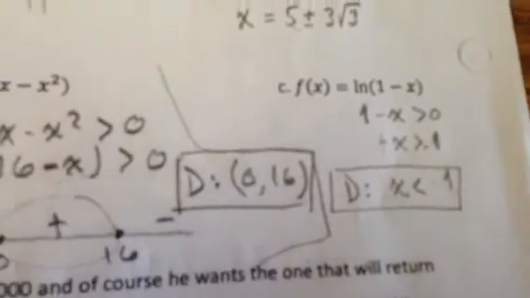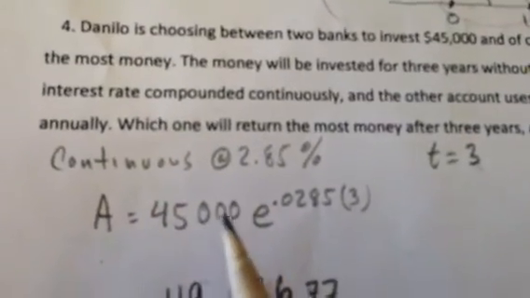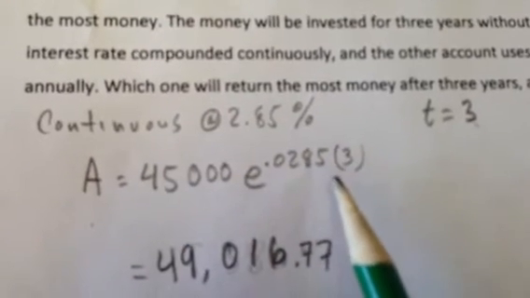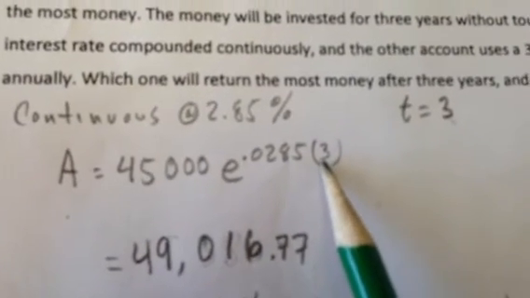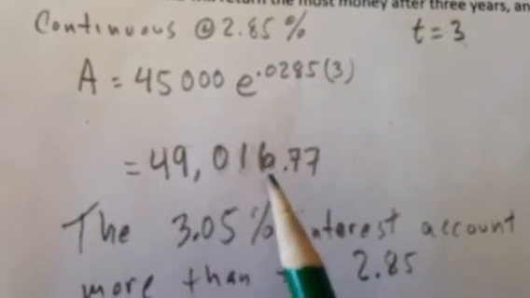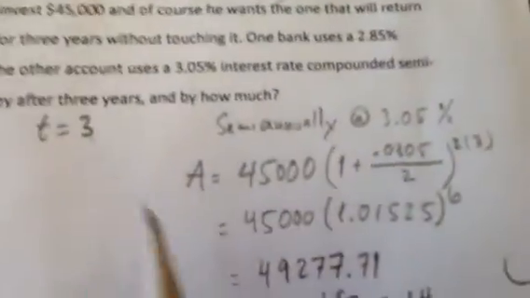That's my domain. Okay, let's move on to the last problem here about Danilo putting some money in a bank. He's got two choices. One of them is continuous interest at 2.85%, and this is the equation you would use for that. 3 years is our time frame, and that gives us a total of $49,016.77.